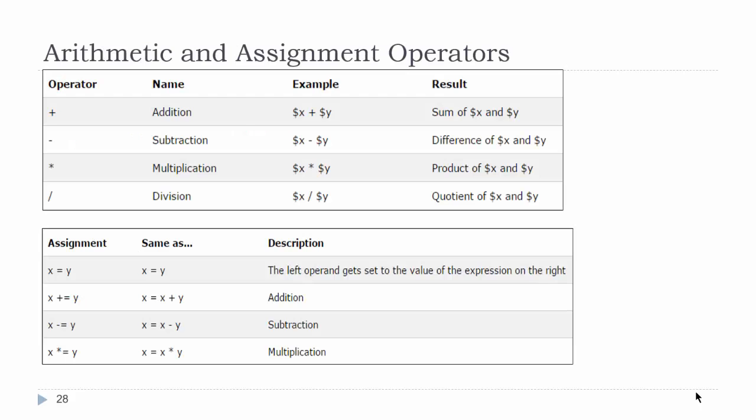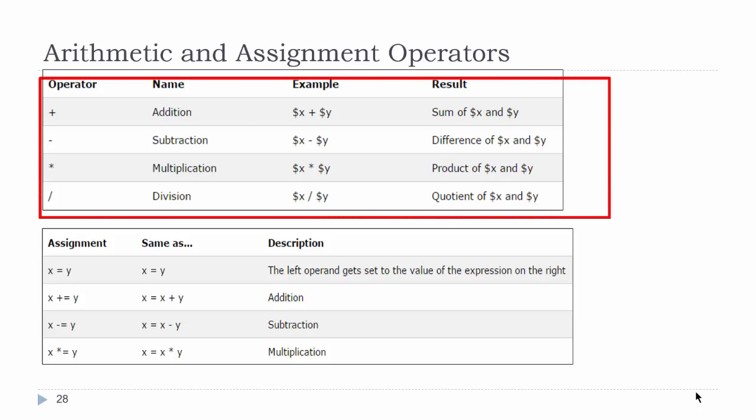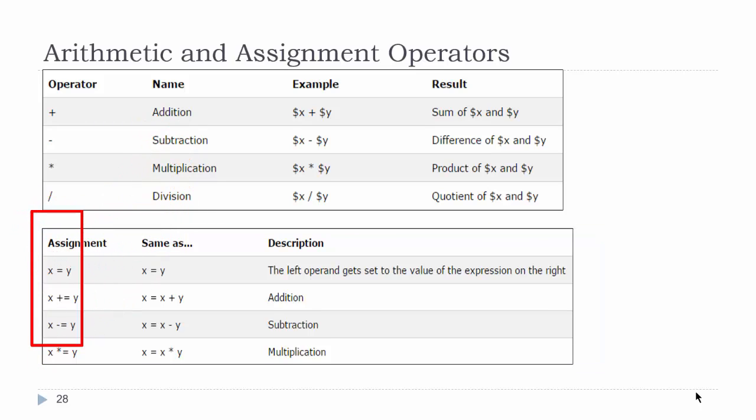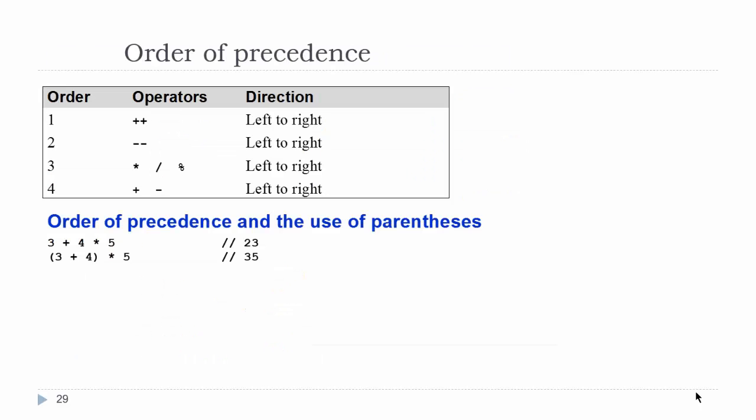In the PHP language, we have arithmetic operators and assignment operators. Here again, the assignment operator is the equal sign, and we have the traditional plus, minus, asterisk, division, and modulus. We also have, as a shorthand, plus equal, minus equal, asterisk equals. The order of precedence is pretty much similar to that for most languages. And here again, the use of parentheses will also dictate the order of precedence.